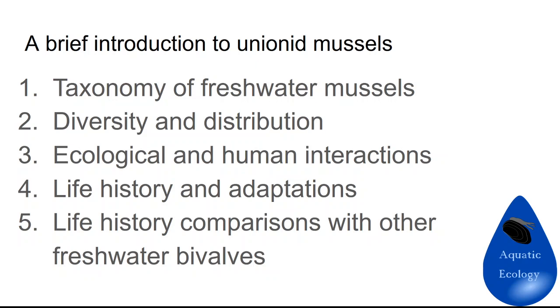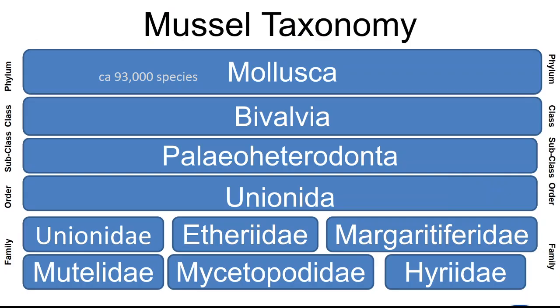We're going to talk about the diversity and distribution of the freshwater pearly mussels, a little bit about how they interact with other elements of the aquatic ecosystem, as well as how they played a role in human history. We'll talk about their life history and adaptations, and then we'll compare those adaptations with other groups of freshwater bivalves. So, they're in the phylum Mollusca.